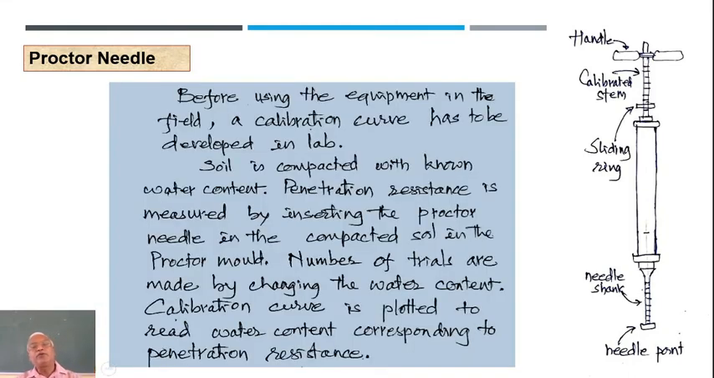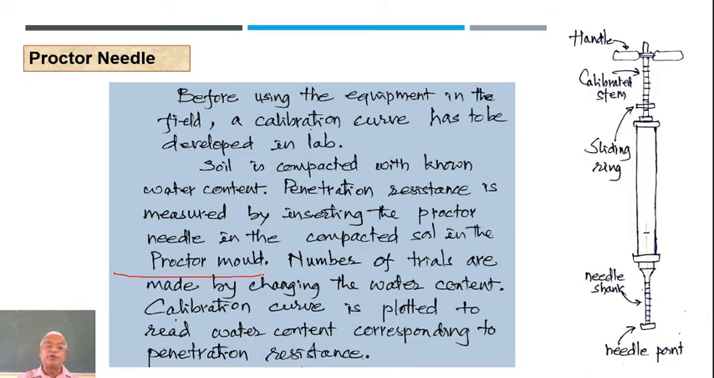Before using the equipment in the field, a calibration curve has to be developed in the lab. That is what I have told you. The soil used in the road for compaction, the same soil has to be used. Soil is compacted with known water content. You go on varying the water content and then compact it in the compaction mold. Penetration resistance is measured by inserting the proctor needle in the compacted soil in the proctor mold.